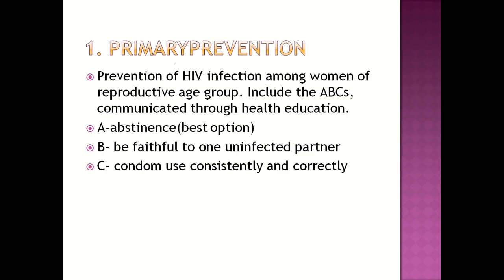So, what is the primary prevention? Prevention of HIV infection among women of reproductive age group includes the ABCs communicated through health education. A is for abstinence, that's the best option. You prevent having sexual intercourse at all. B is for faithfulness to one uninfected partner. C is for condom use consistently and correctly. So it is not just the use of condoms, you use it every time you have sex and correctly.